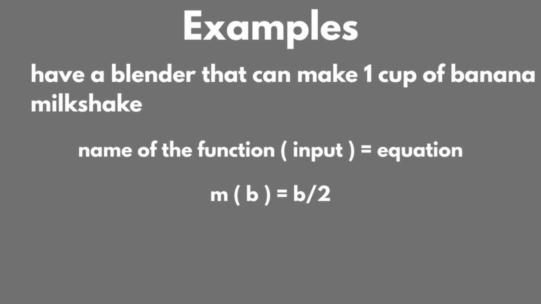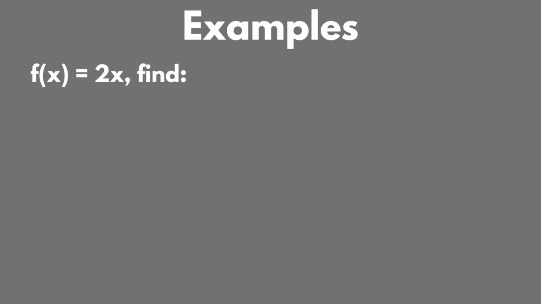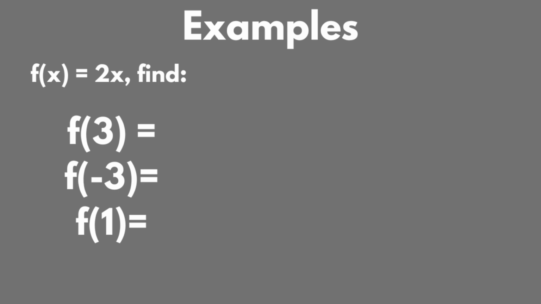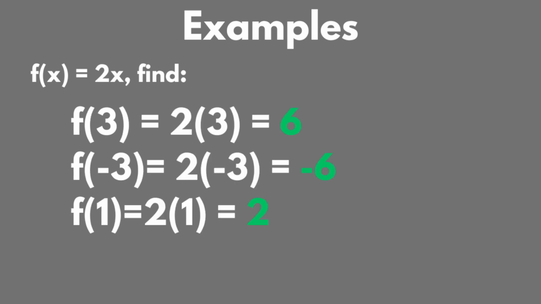Now, if you want to find the output for a specific input or knowing what inputs give a desired output, you just have to substitute. For example, if you have f of x as 2x, you should be able to find f of 3 by putting 3 as x in the expression. So 2 times 3 is 6. You should also be able to find f of negative 3, which is negative 6. You should also be able to find f of 1, which is just 2.